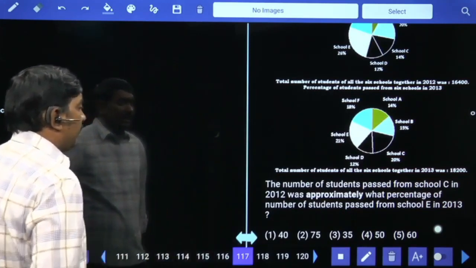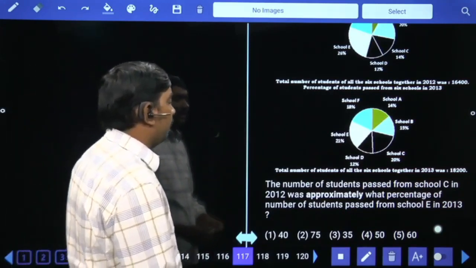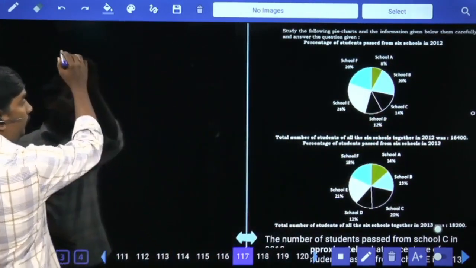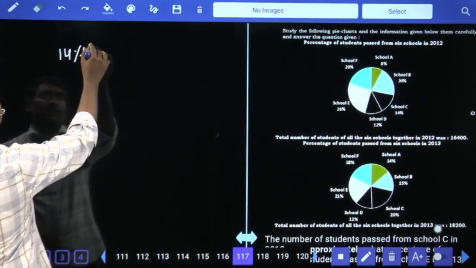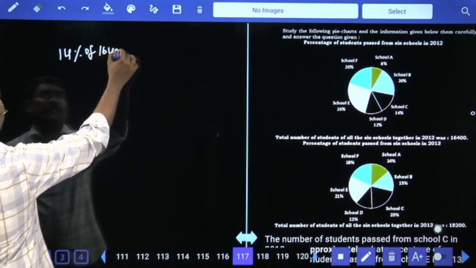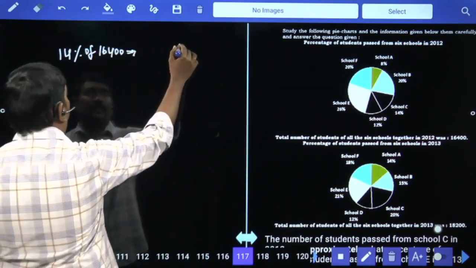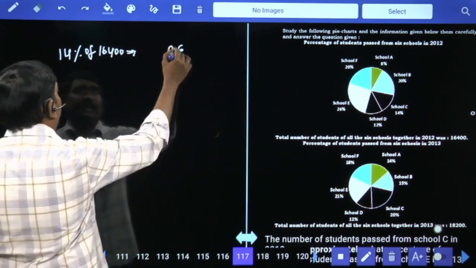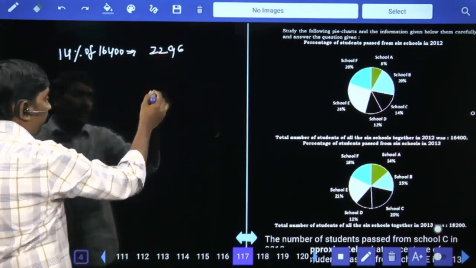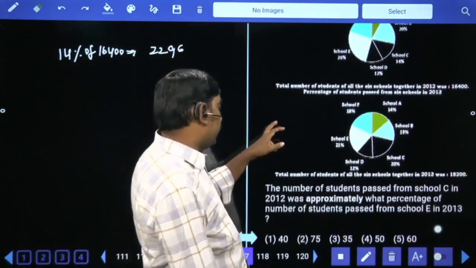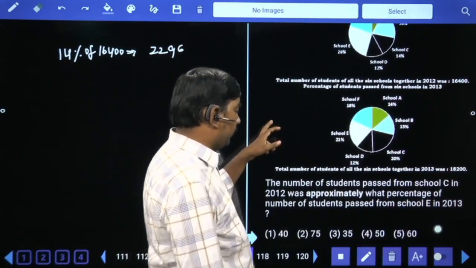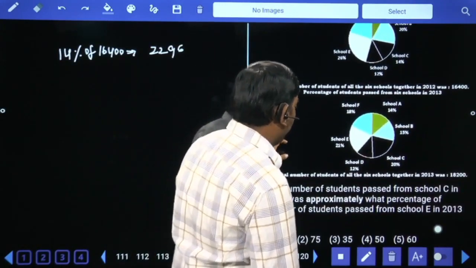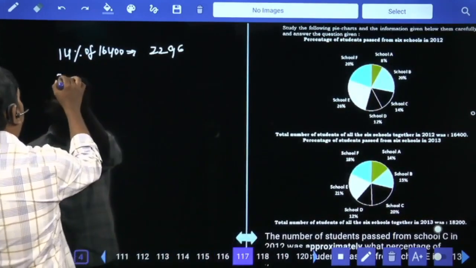The number of students passed from school C in 2012 is 14% of 16,400. 14 times 164: 56, 56, 84 plus 5, 89, 14 plus 8, which gives 2,296. Is this approximately what percentage of the number of students passed from school E in 2013? That is 21% of 18,200.